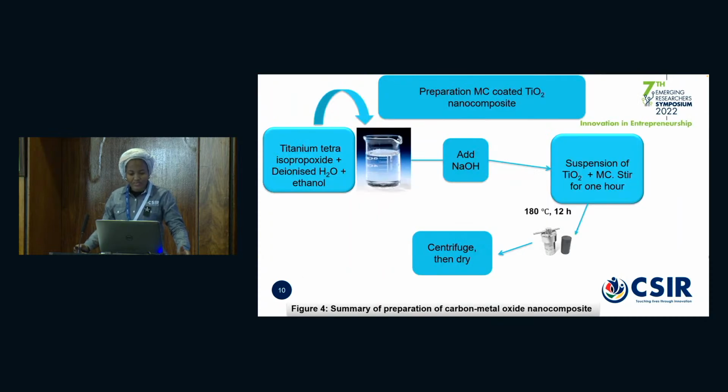And the second component of the study was the mesoporous carbon coated with the titanium dioxide nanocomposite. In a glass beaker, titanium tetraisopropoxide was dissolved with the deionized water and ethanol. And then sodium hydroxide was added vigorously under stirring, and the suspension of the titanium dioxide with the mesoporous carbon was stirred for 1 hour, and the sample was transferred to an autoclave reactor at 880 degrees for 12 hours, and the sample was centrifuged with water and ethanol and allowed to dry.